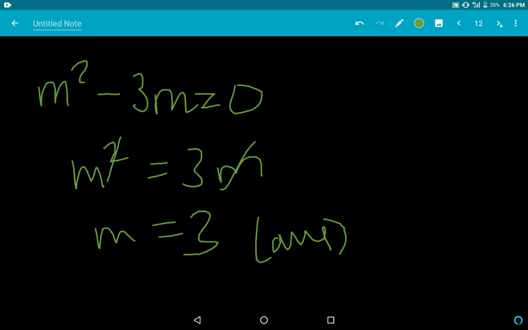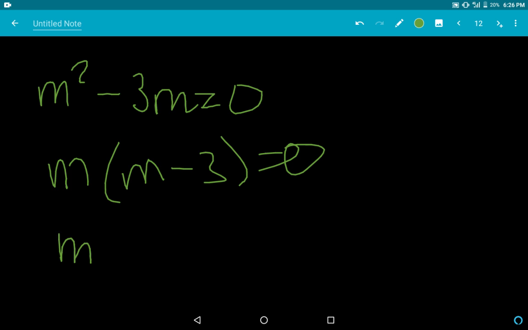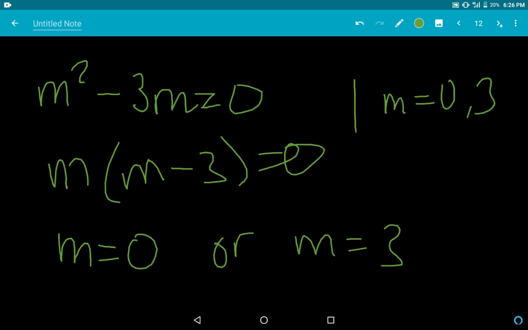Whenever there is any equation of degree more than 1, see the degree here is 2, always factorize, with one side equal to 0, the other side m into m minus 3. So m can be 0 or m is 3. So my solution is m equal to 0 and 3. Now what was the solution then? m equal to 3. You are not considering the m equal to 0 option, so the answer would have been wrong and you would not get marks.